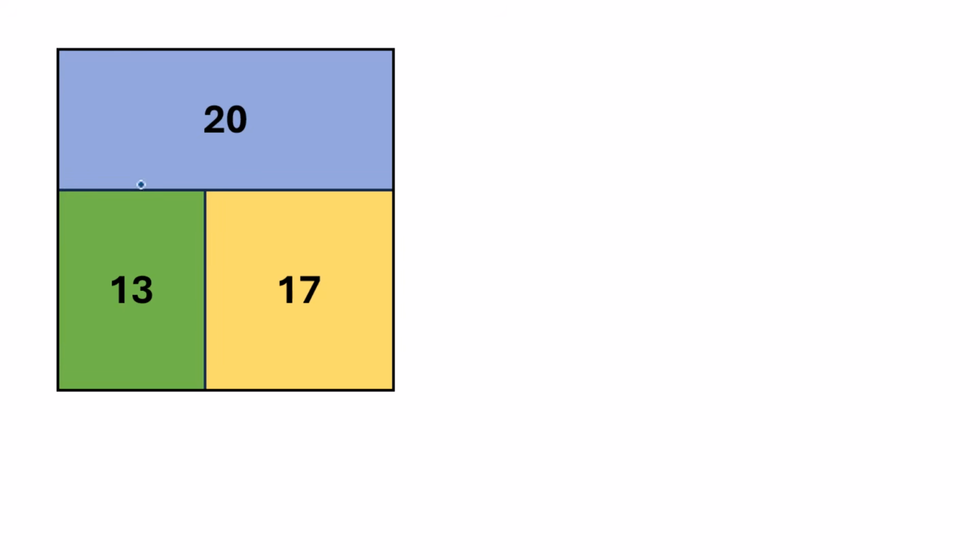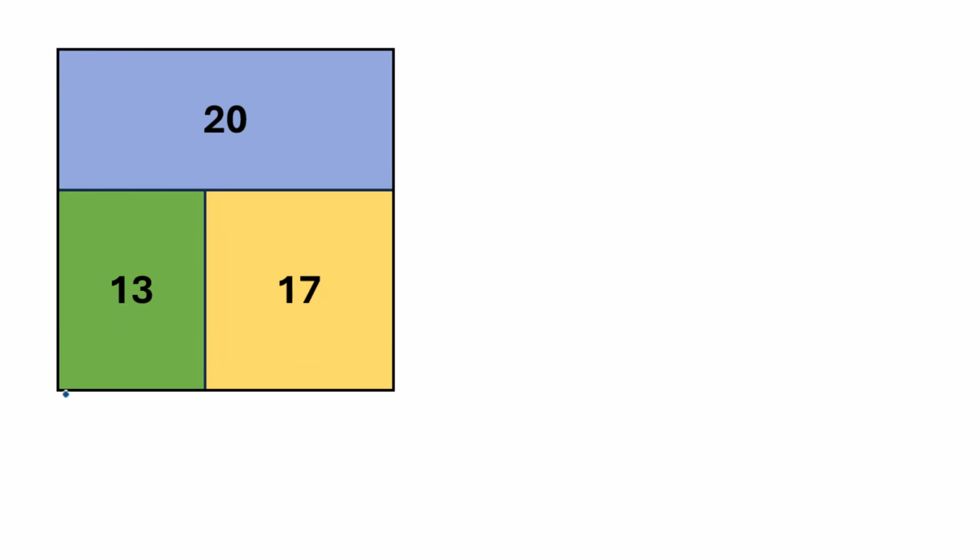We have a square and it has been divided into three small rectangles such that the perimeter of this green rectangle is 13 units, the perimeter of this yellow rectangle is 17 units, and the perimeter of this upper rectangle is 20 units. We have to find the side length of this square.